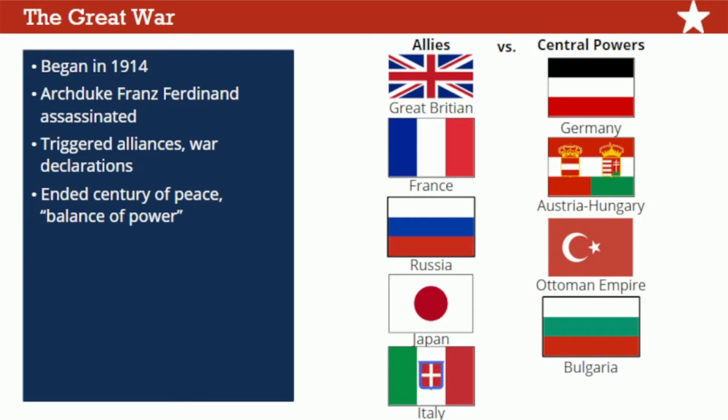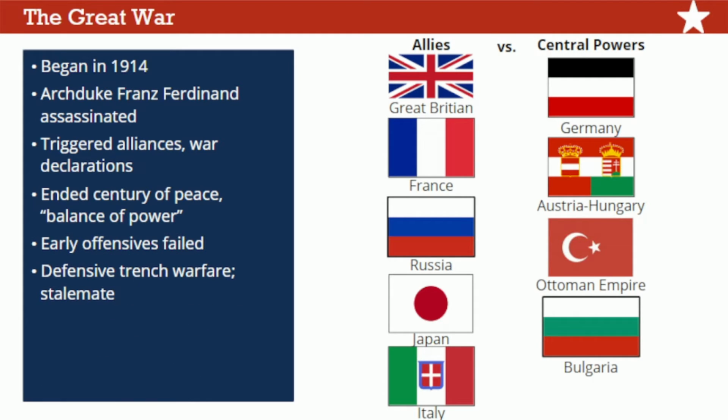The violence and death of the first months of the Great War stunned all who were involved. After early offensives failed, the war settled mostly into defensive trench warfare, in which neither side could gain much ground or achieve clear victories. World War I quickly became a stalemate with no end in sight. It also became a meat grinder for young lives. About 10 million soldiers would die in action by its end.